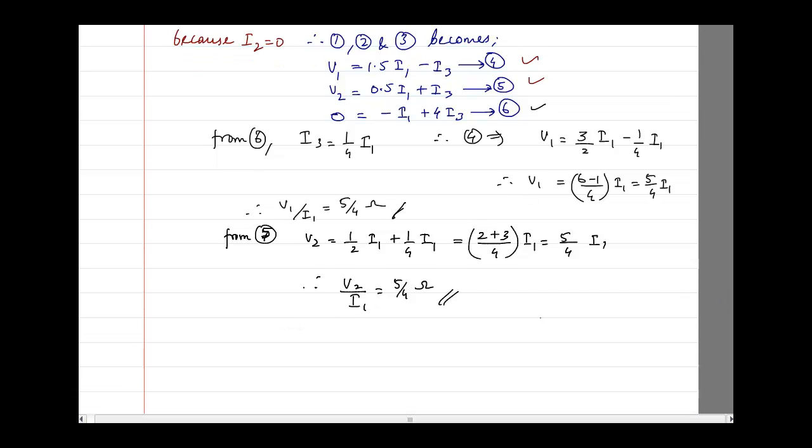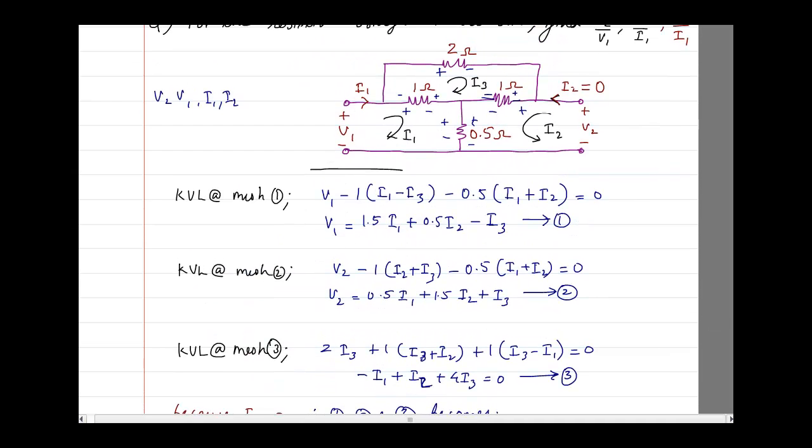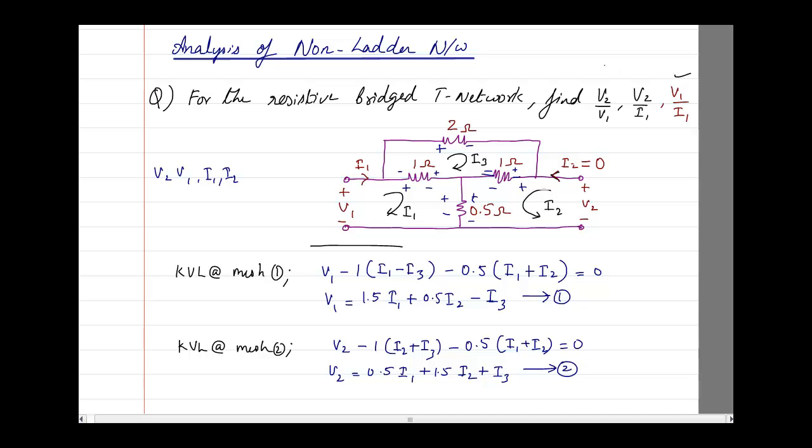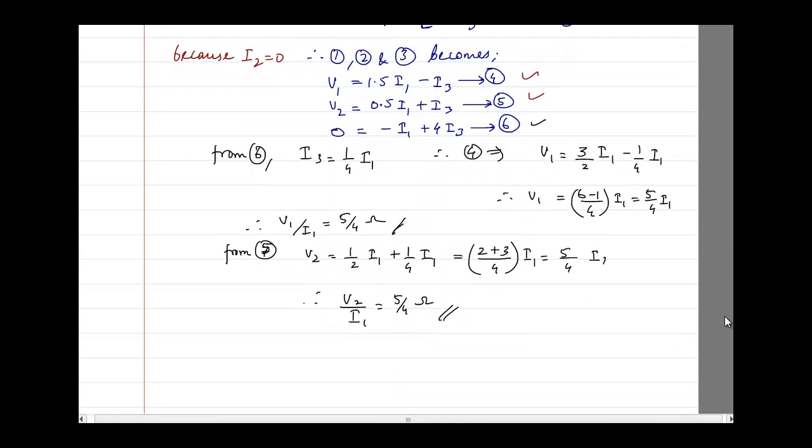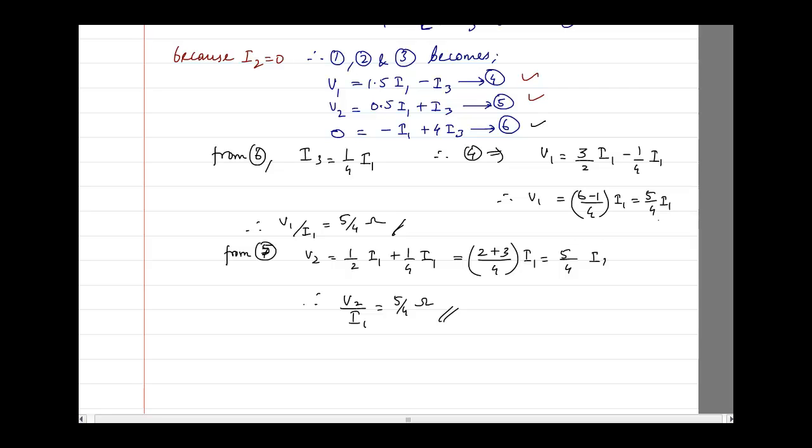Then last we have to find V2 by V1, correct? V2 by V1, how can we find it? We have found just now that V1 by I1 is this. Let me write that as equation 7, and V2 by I1 is equation 8.